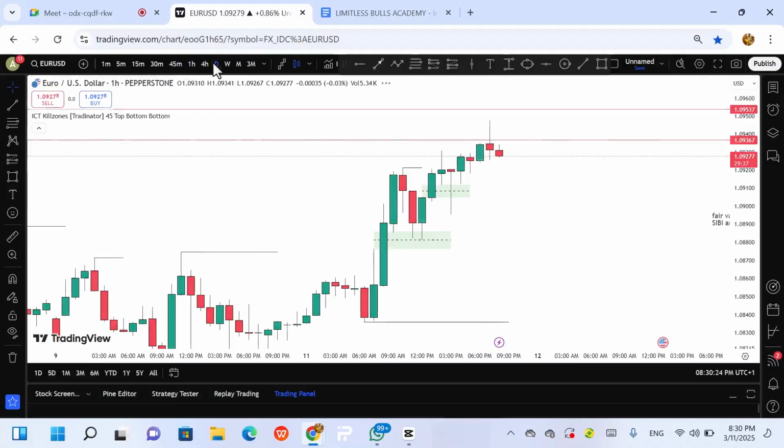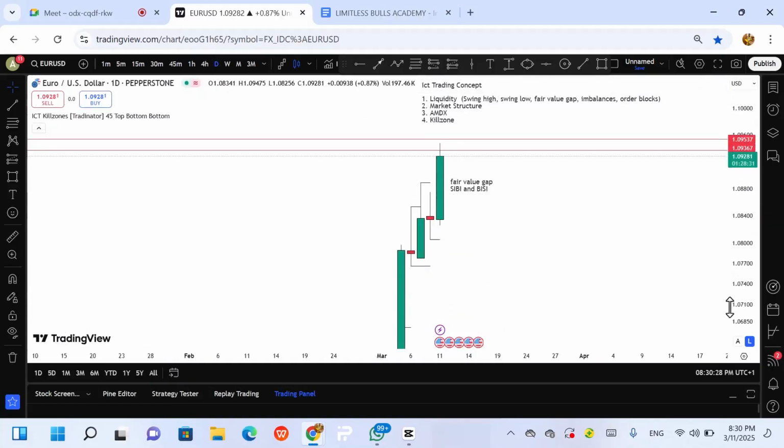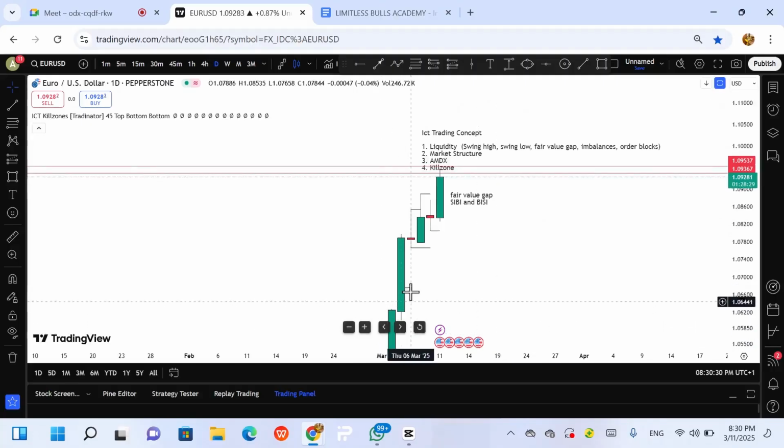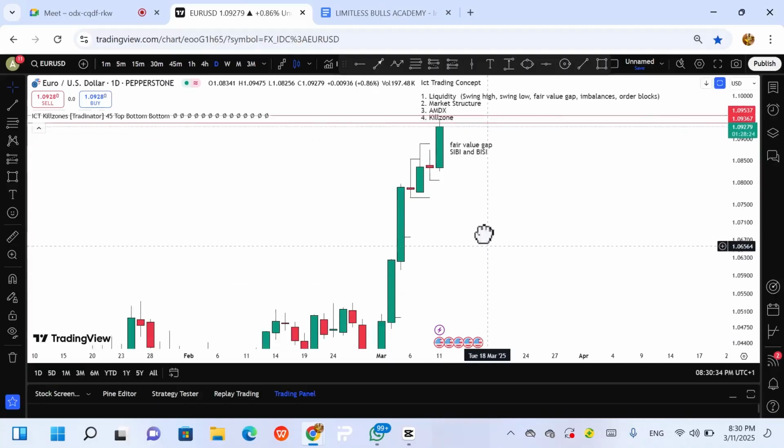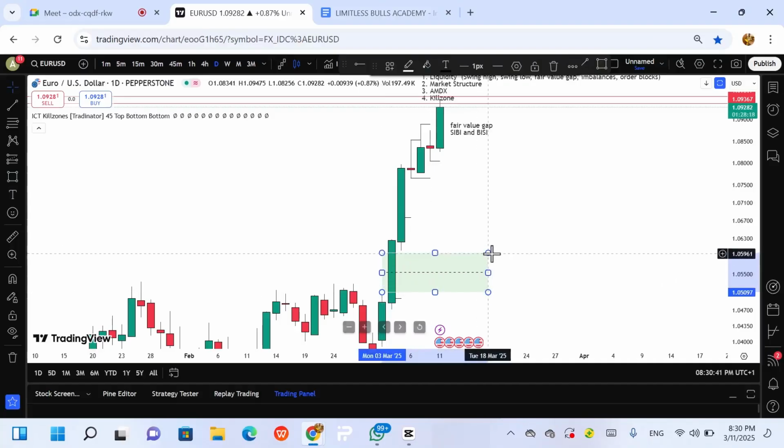If we check this on the daily time frame, you can see that we have an imbalance now. All these points, what is this? This is a fair value gap. You can see that this buying has been overstretched. You can mark this point as a fair value gap, as a daily fair value gap.